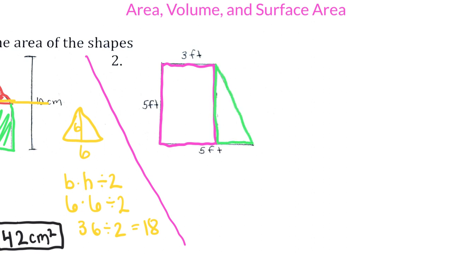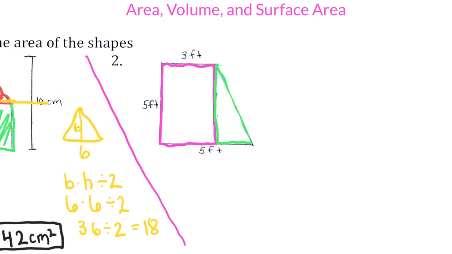Now the other thing we could do here is find the area of the total thing and just subtract this area out. That's also a possibility. But I think in this case, this triangle is pretty easy, so I think that we can find the area of the rectangle and then the area of the triangle, and it'll be pretty simple.